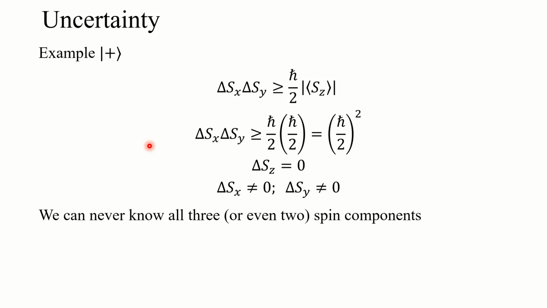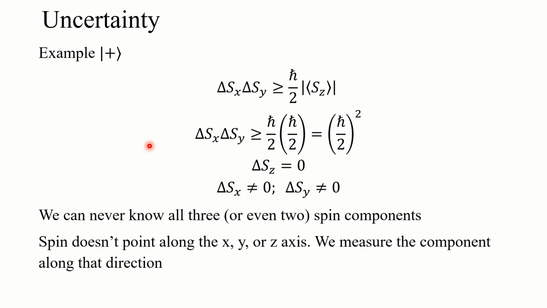That means we can never know all three of our spin components in our spin 1/2 system. This is kind of weird if you've been using a classical or semi-classical idea of spin as some vector that points along a given direction, and if we measure it in x, it's pointing in the x direction or something like that. This is saying that the spin doesn't point along a given direction.